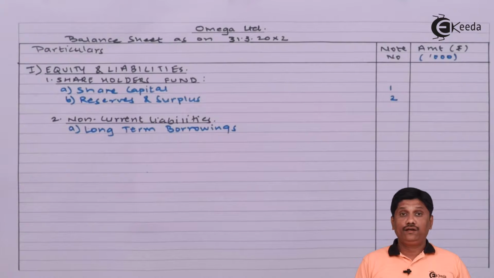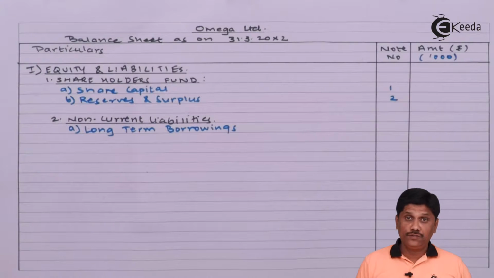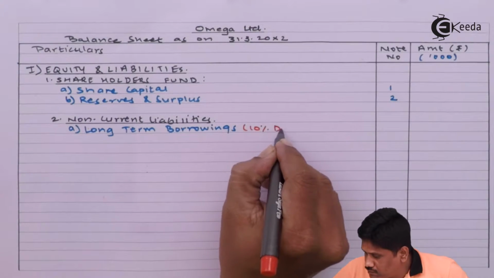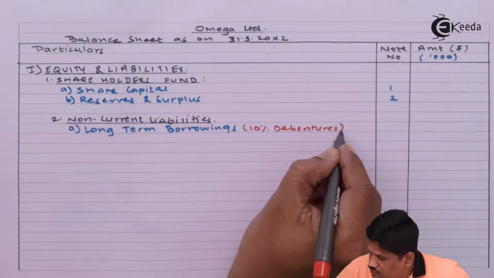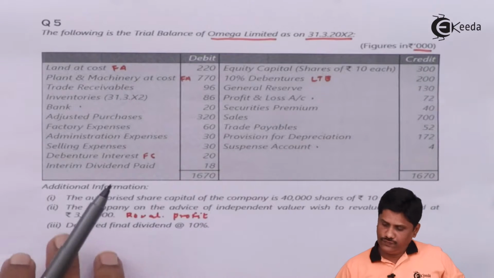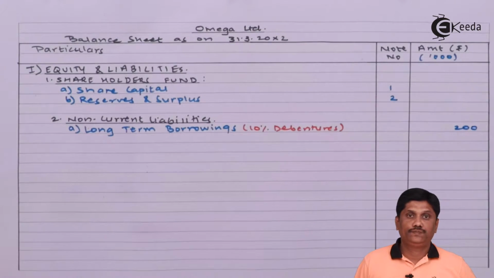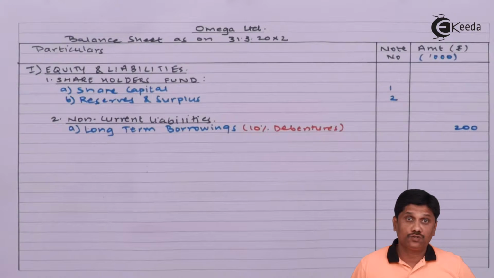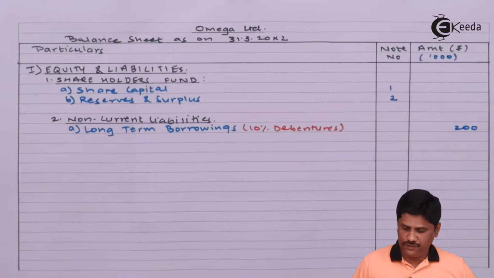Friends, since there is only one item, I will write in the bracket 10% debentures, 200, so I will note down 200. Next, in non-current liability, we don't have any other item to write, so directly I will write number 3, current liabilities.